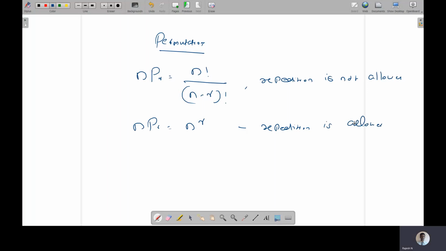Another case is there, in permutation. Here all r things are different. You are also in the same case: repetition is not allowed, repetition is allowed. Now, there is one more formula.